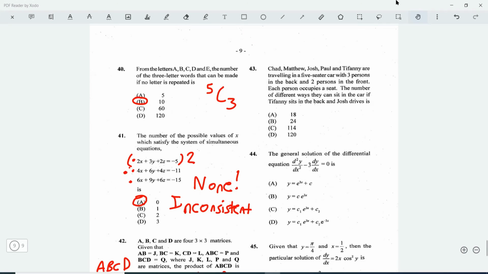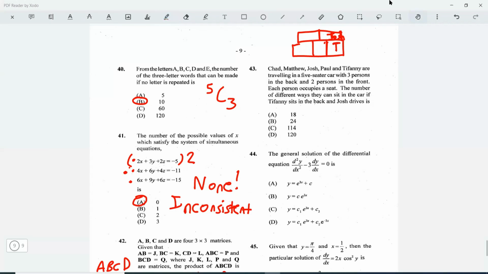So I'm just going to draw a little mock imitation of the car. All right, so let's say these are the front seats. And the question says Josh drives. So Josh is right here. This is Josh driving. And it says that who must sit at the back? Tiffany must sit at the back. So this is Tiffany's seat, all right? Tiffany must sit at the back.